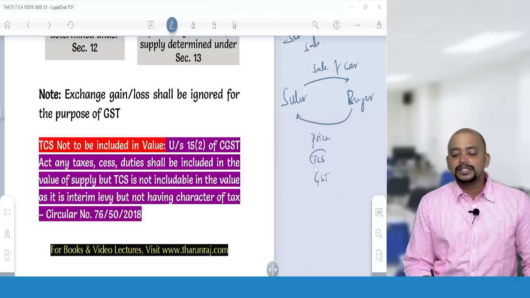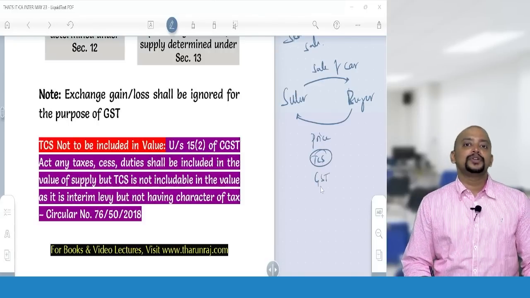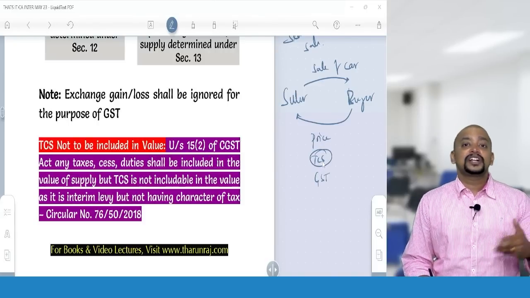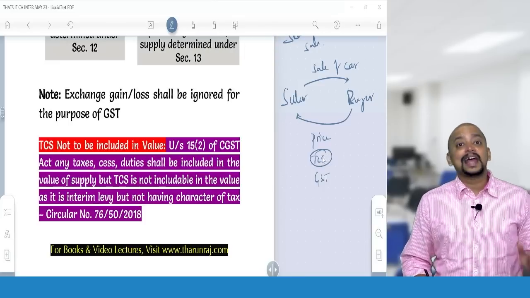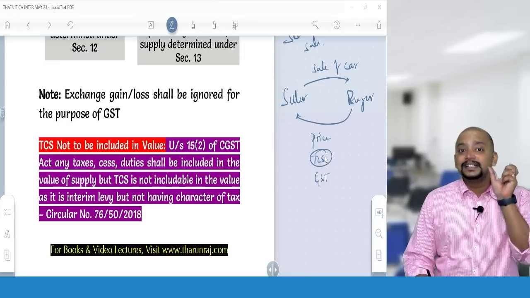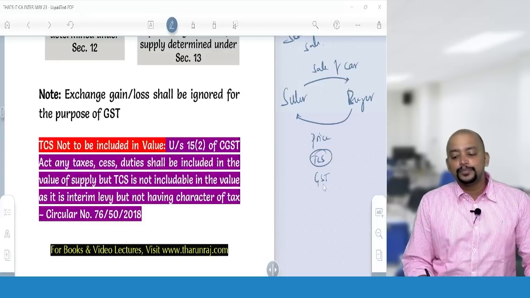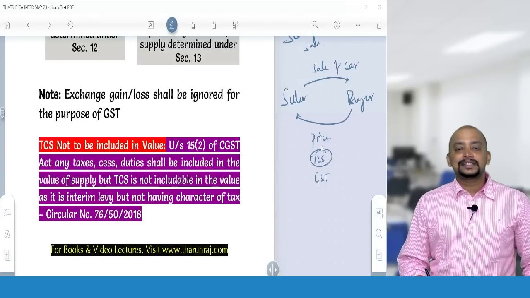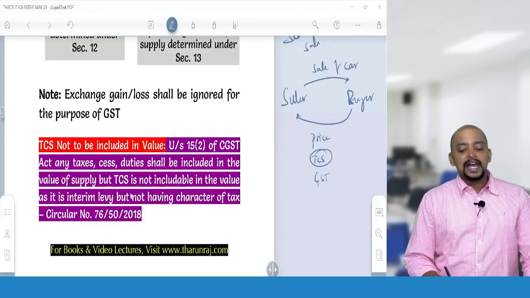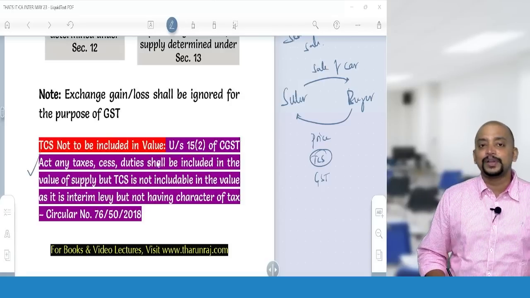Whether this TCS should be included in the price while computing the GST? This TCS is not a tax on income. This TCS is a tax on expenditure. It is an interim levy not having the character of a tax. Due to that reason, while computing the GST, this TCS should not be included in the price as per this circular. TCS is not to be included in the value.